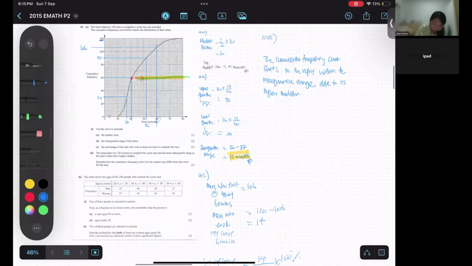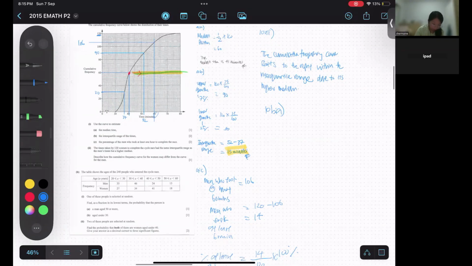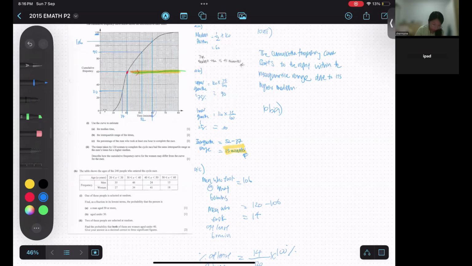Now, for 10B part 1A, the table shows the ages of 240 people who entered the cycle race. Okay, one of the people is selected at random. Write as a fraction in its lowest terms the probability that the person is a man aged 50 or more. Okay, man 50 or more out of 240. Men aged 50 or more would be this box. So 15. So if you simplify it, it'll be 1 over 16.